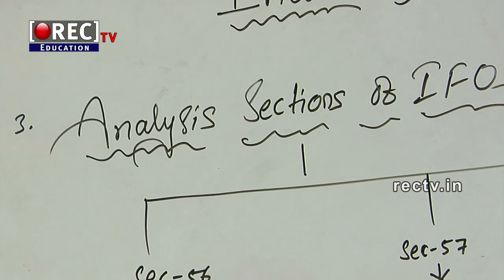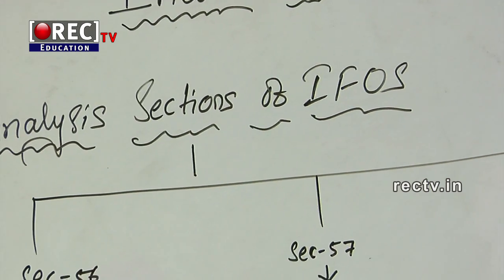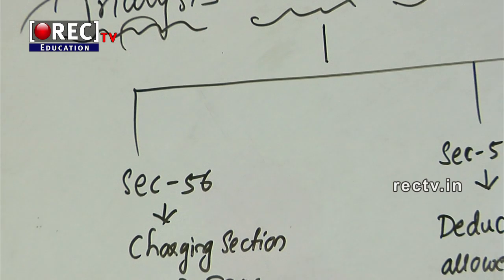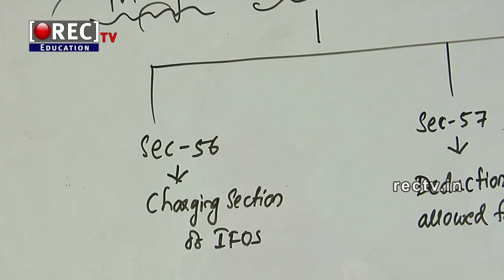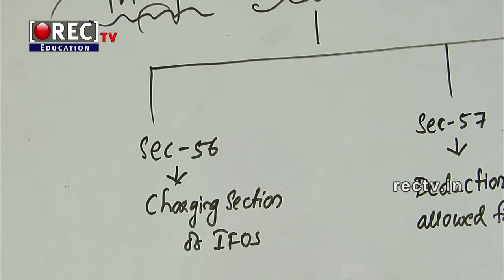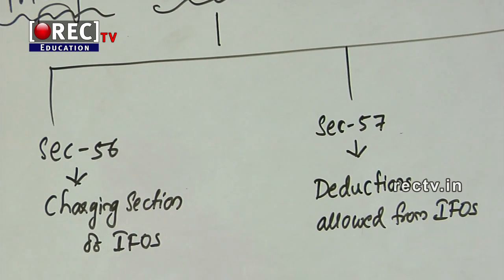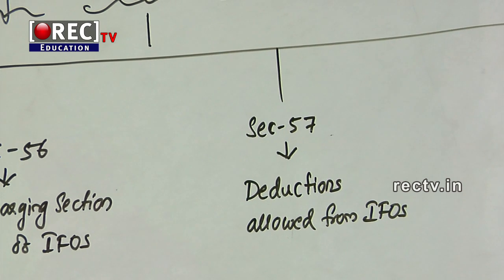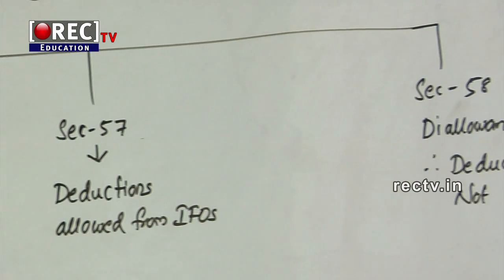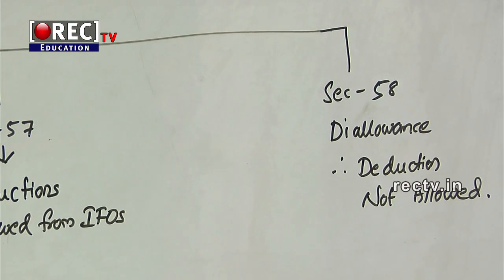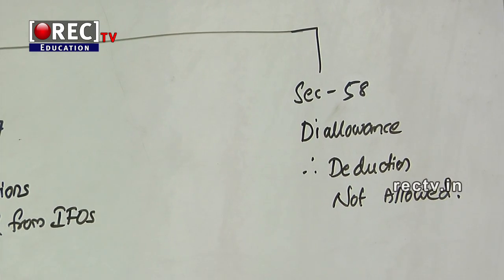Now we are moving to the analysis of sections of IFOS. Section 56 is the charging section of IFOS, section 57 covers deductions allowed from IFOS, and section 58 covers disallowance, that is, deductions not allowed from IFOS.